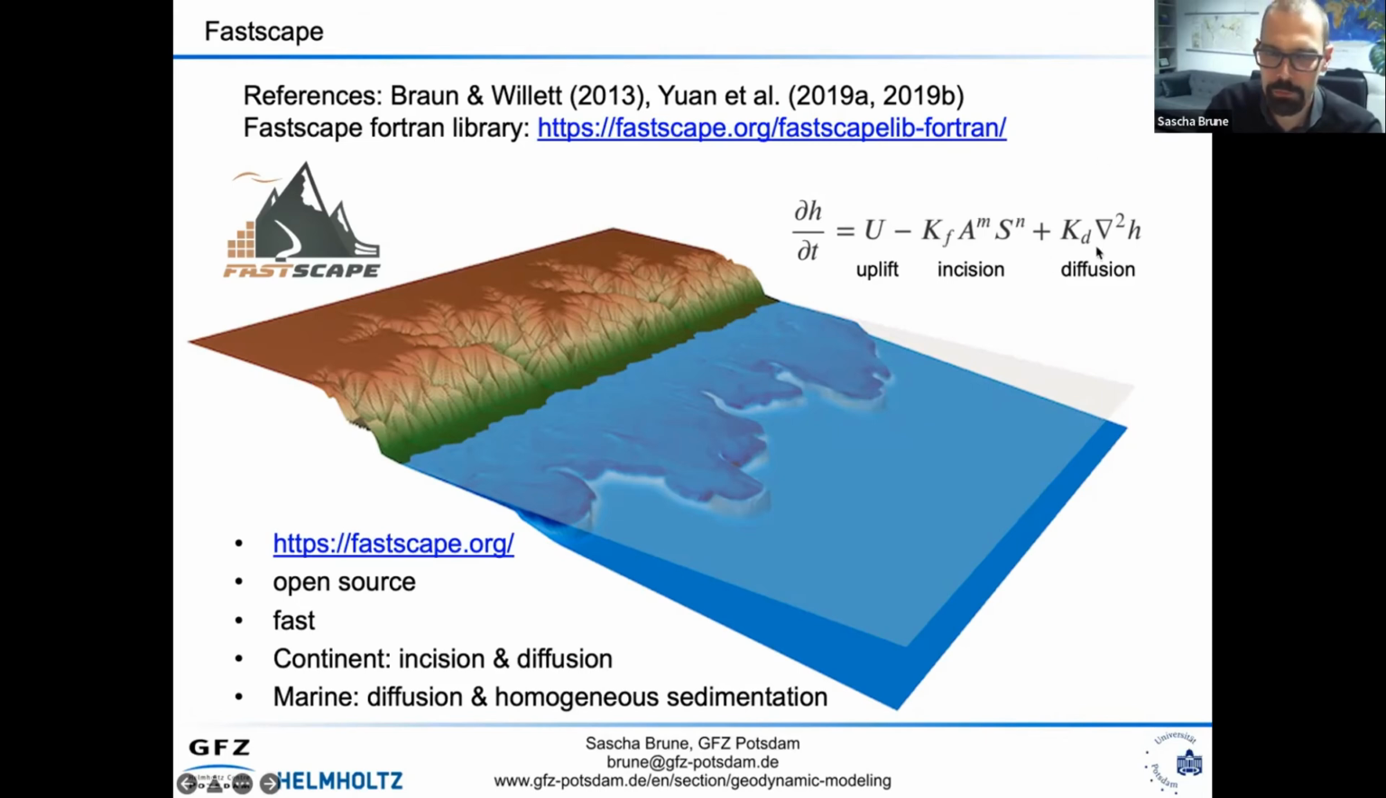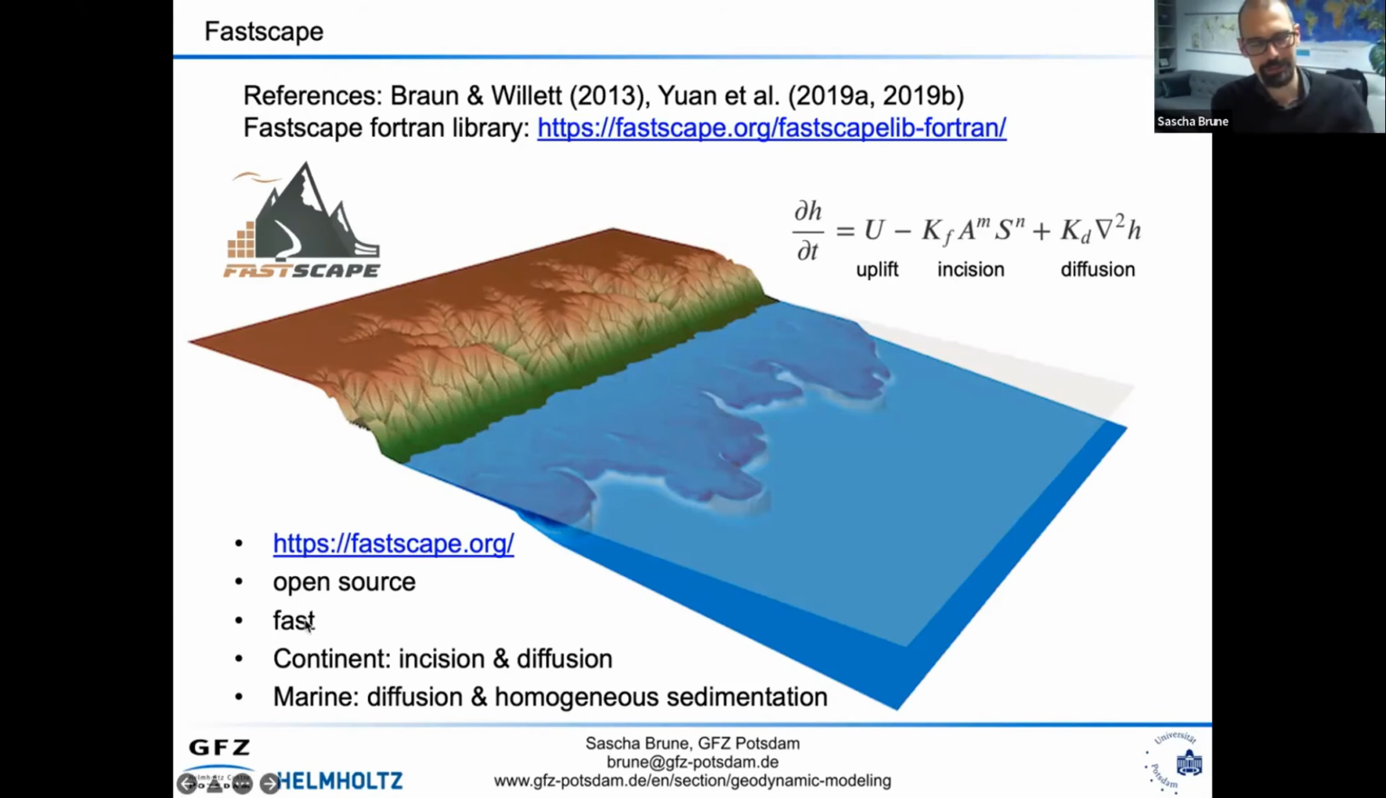And then hillslope diffusion is just a diffusion equation where you have the high gradients diffusing away with a diffusion constant that you can set. So this is surface processes, and then FastScape is implementing this in an open source way. That's something very nice also for reproducibility and for reusability, that we can couple two open source codes to each other. Then of course it's fast.